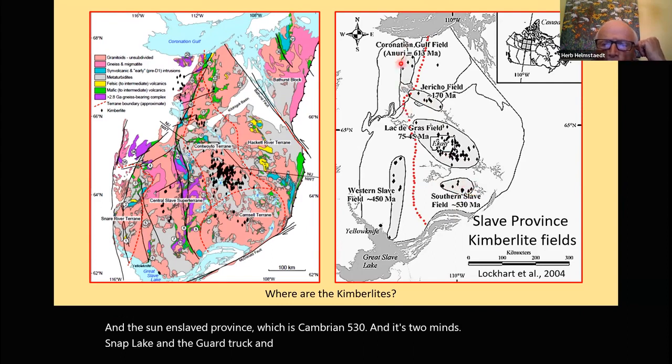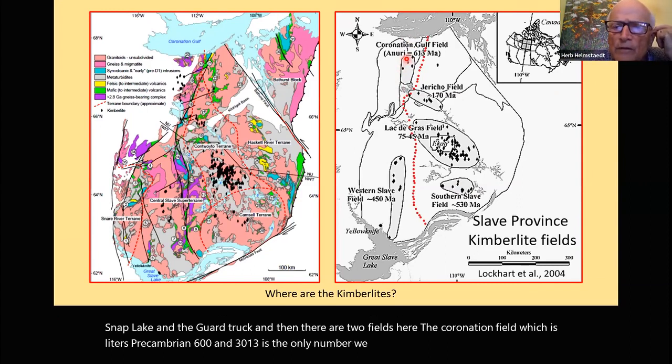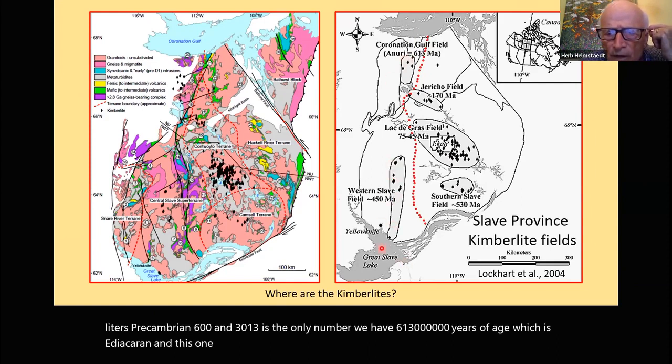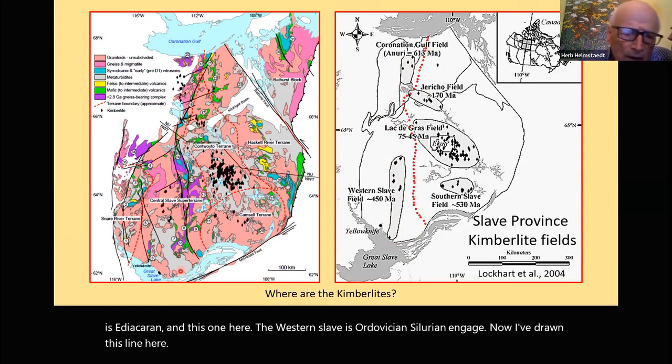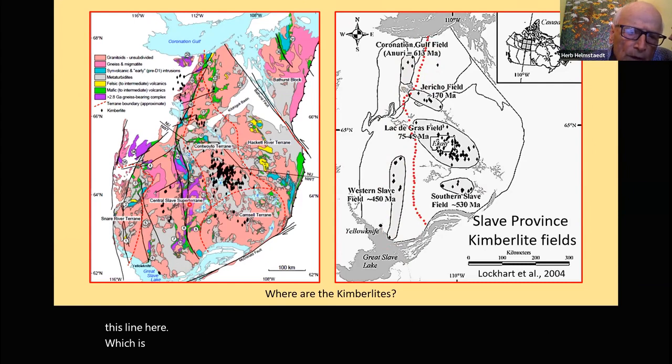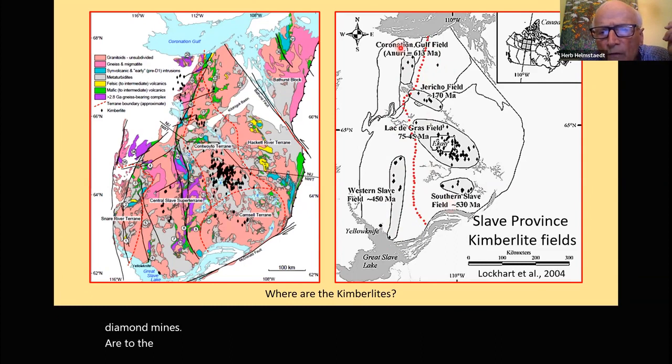And then there are 2 fields here, the Coronation Field, which is latest Precambrian, 613 million years of age, which is Ediacaran. And this one here, the Western Slave, is Ordovician-Silurian in age. Now I've drawn this line here, which is a very prominent fault, the so-called Vinaya fault that goes through here. And all diamond mines are to the east of it. There are kimberlites to the west of it.